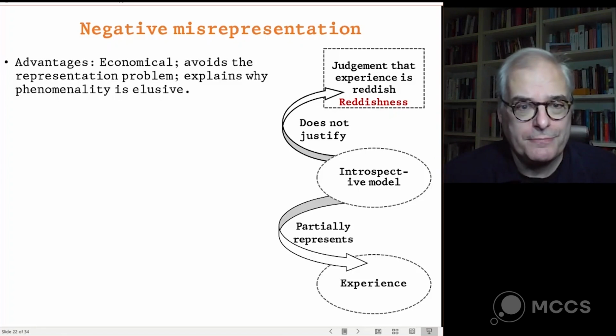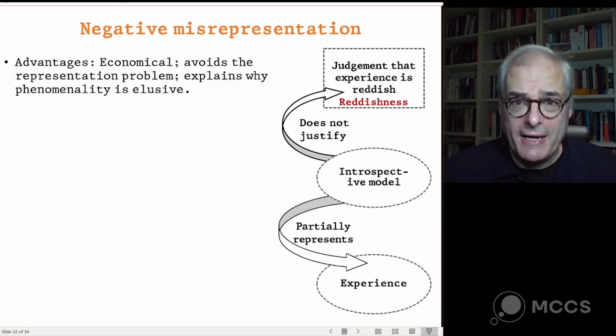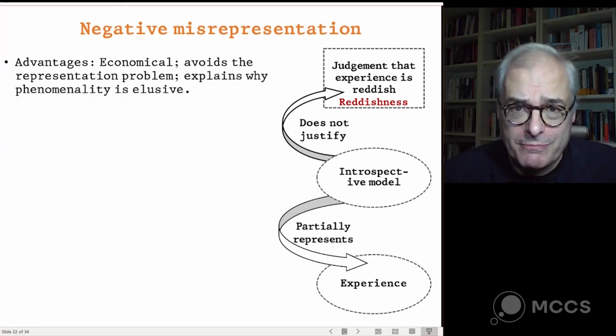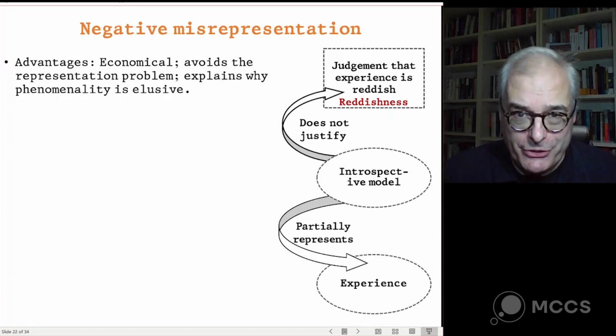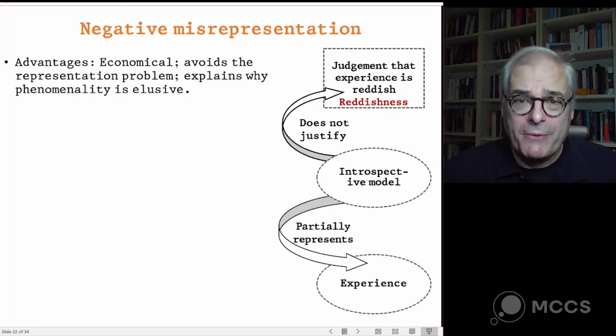And another attractive feature of it is that it explains why phenomenality is so elusive. Remember that qualia are often described as being ineffable. You can't describe what they're like in themselves. Well, if this story is right, then that's not at all surprising. It's not surprising that qualia are elusive, because there's no real content to the notion. We're positing qualia as things that justify our introspective judgments. But we don't give any positive content to the notion. There's no positive representation of reddishness or whatever qualia it might be. So there's no wonder they're elusive.